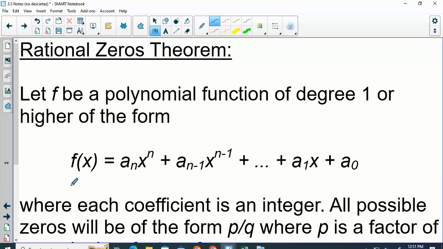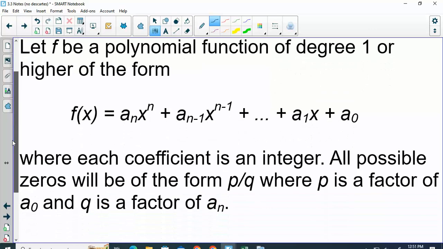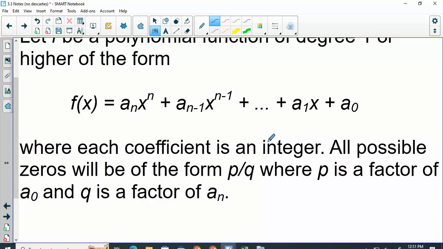So there's this big, long theorem called the rational zeros theorem. And it tells you that in a polynomial where you have all integer coefficients, every possible rational zero, so the nice ones, the ones that can be written as a fraction. So this doesn't work for imaginary zeros or like square root of 2, things like that, just the nice zeros, are going to be of the form p over q. P is a factor of the constant, q is a factor of the leading coefficient.